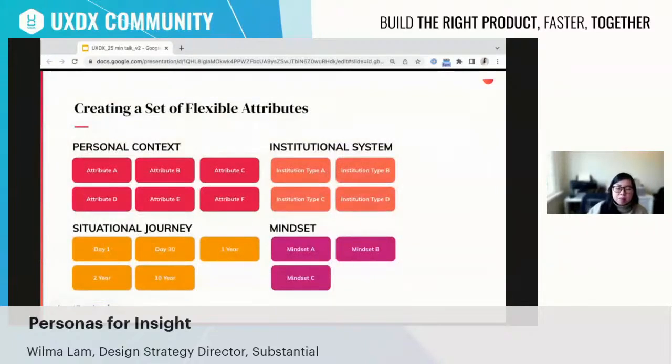So as a starting framework, building off of those four quadrants, what we try to do is begin to shape what the attributes are that come into play in each of these four areas. And we pay attention in our research to the personal contexts, the different kinds of systems, the different points in the journey, and different types of mindsets that we hear about as we're interviewing end users. And how are we using that to start to develop an early understanding of the different flexible attributes that could be in play for a group of users.